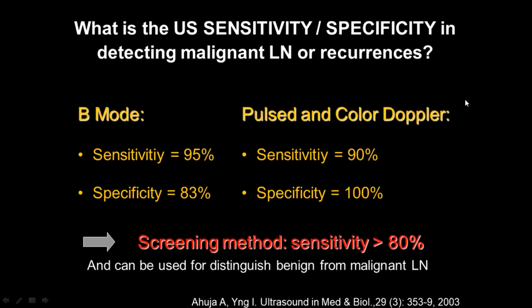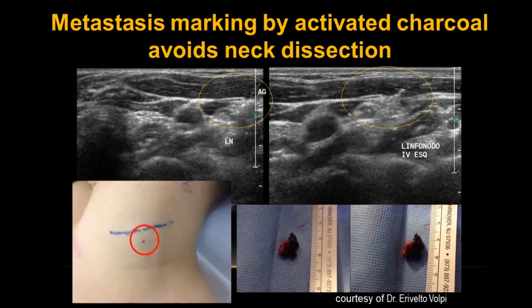Ultrasound sensitivity and specificity are high and can be used to distinguish benign from malignant lymph nodes. It is a very good screening method with sensitivity higher than 80%. Another possibility to help our surgeons is to mark the metastasis with charcoal. This is particularly interesting if you have papillary carcinoma metastasis to undergo reoperation. As you can see here, in a young woman, with the needle you can mark with this activated charcoal, and it avoids neck dissection, as you can see from this surgeon with this mark.